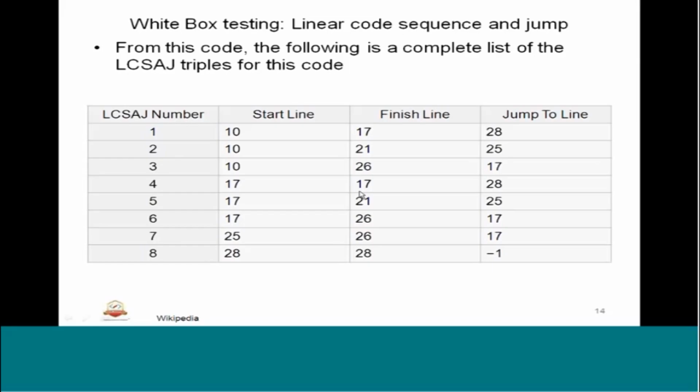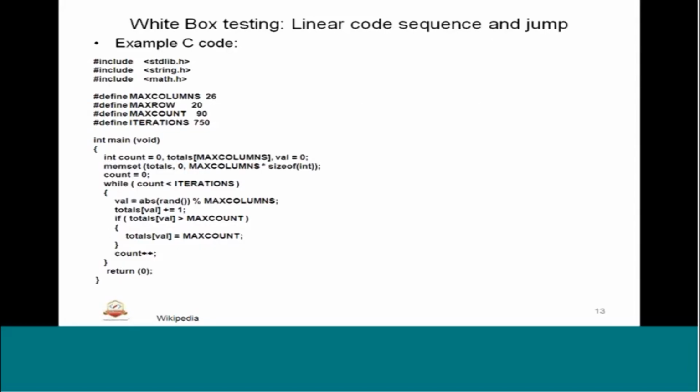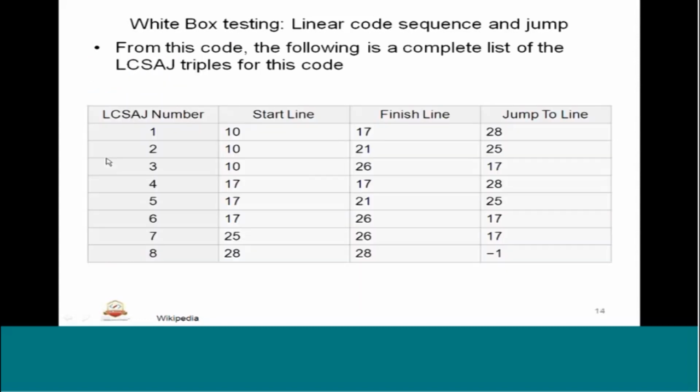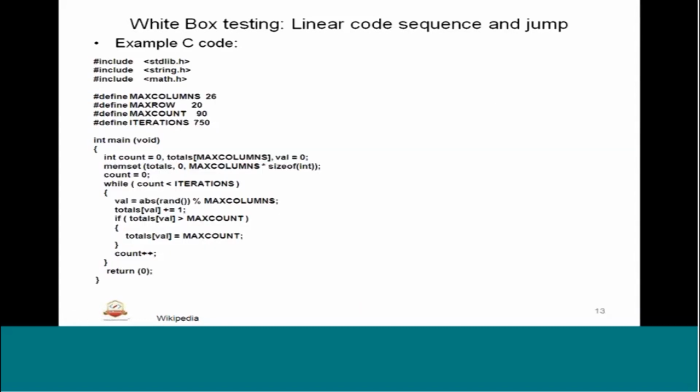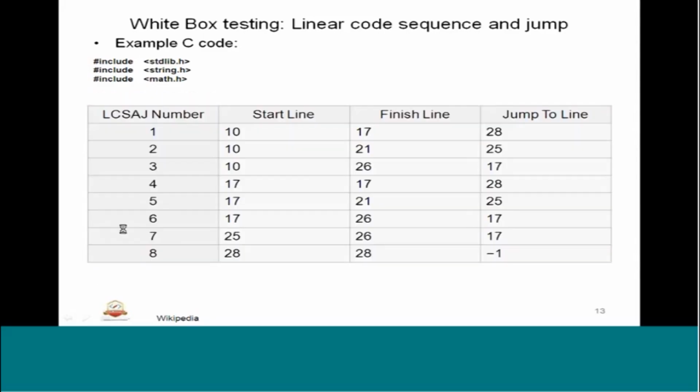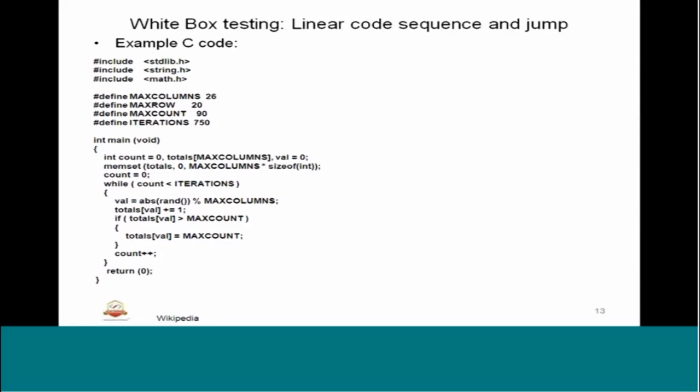Similarly, we have 10 and 21. And the finish line is 17, the jump to line is 28. That means 10 and 17. So this is 10, let's say, the initialization. And we have 11, 12, 13, 14, 15, 16, 17. Yeah, this is the one. And the jump to line is 28. 18, 19, 20, last one.